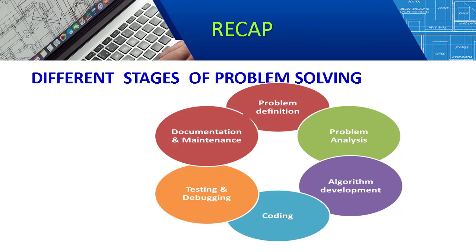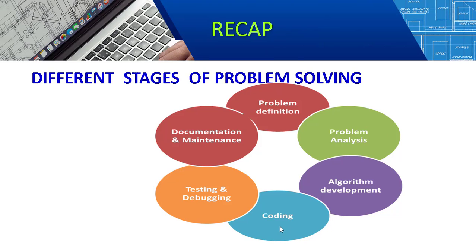And I also told you about the characteristics of the algorithm, that is, the different characteristics of the algorithm are input, definite, effective, terminate and output. So all these characteristics will give a well-defined algorithm. Before that, I also told you about the flow chart. Flow chart is a diagrammatic representation of the algorithm, and I told you about the different symbols which are used in the flow chart.